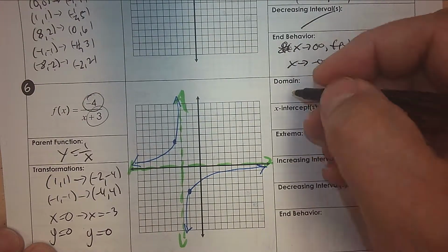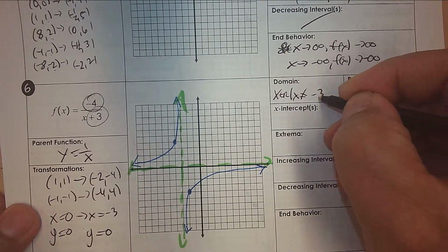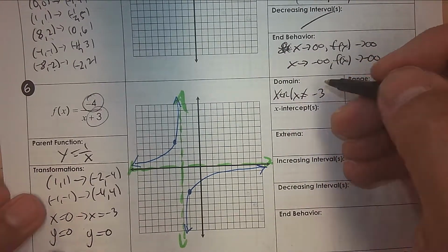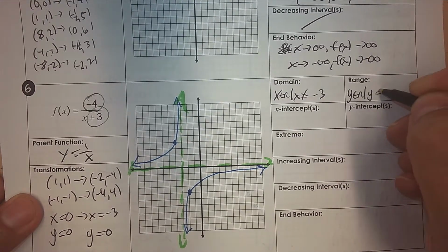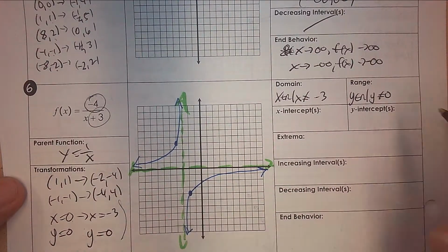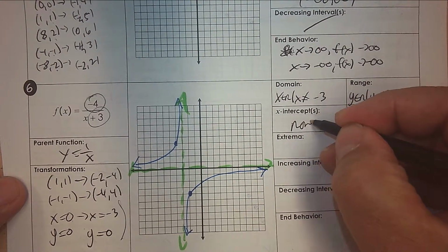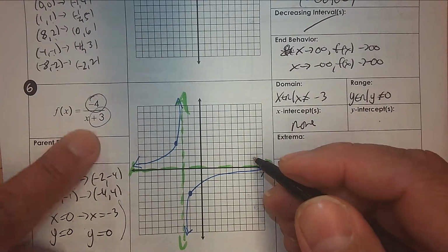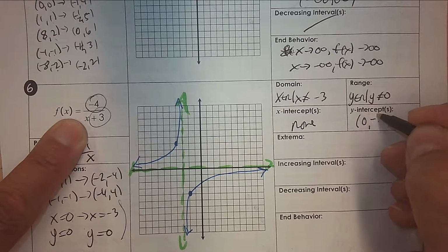So the domain of this is all real numbers, but x cannot equal -3. The range is all real numbers, but y cannot equal 0. That comes from the asymptotes right here. X-intercept, none, doesn't cross. The y, well, what happens when I plug in 0? You can see exactly what the y is. So just plug in 0 and you get -4/3.